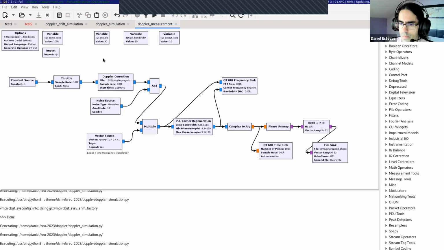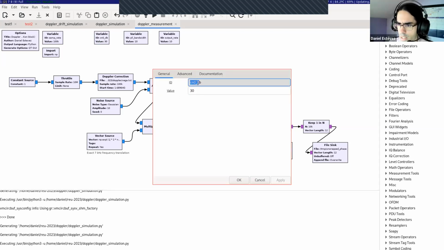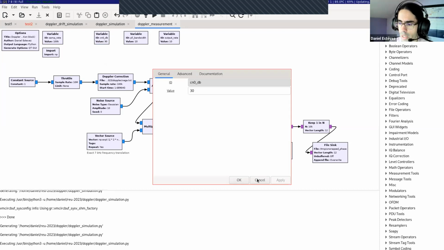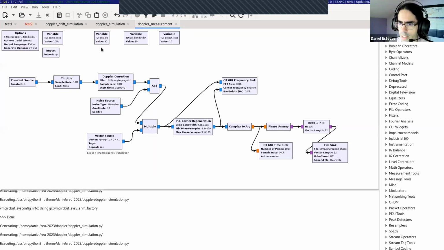Then we are generating a rather weak signal. So we are setting a CN0 of 30 dB-Hz. Remember that this means that the signal is 1,000 times stronger than the noise in 1 hertz, or in other words, the signal is as strong as the noise in 1 kilohertz. So definitely this is not the strongest signal one might encounter. And to do so, we use the Gaussian noise source, as we have done in previous tutorials.